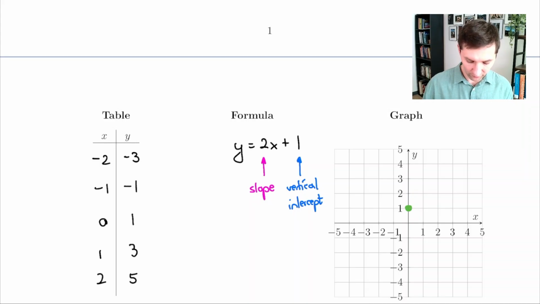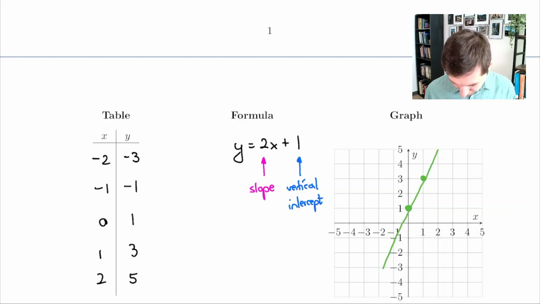I also know that the point (1, 3) is on the graph of my function. So I find a point with the x-coordinate 1 and y-coordinate 3, and I add it to my graph. Since this is a linear function, now I connect the two dots with a straight line, and I obtain the graph of my function.